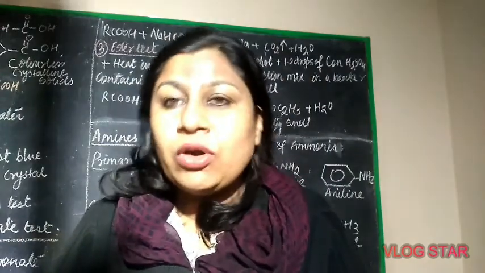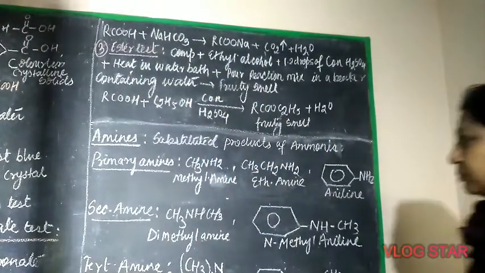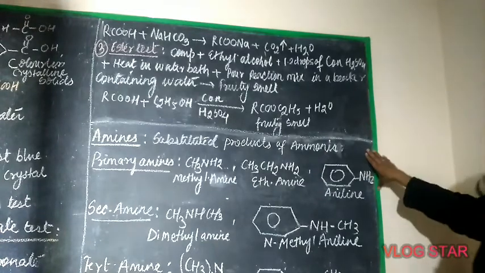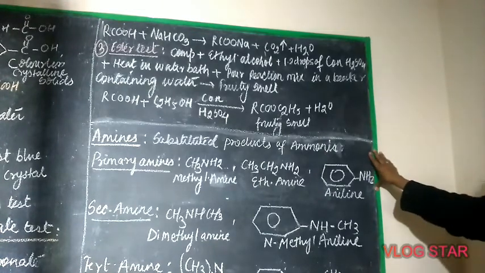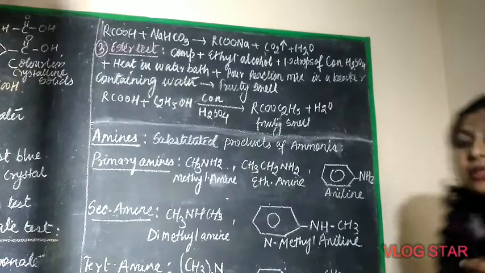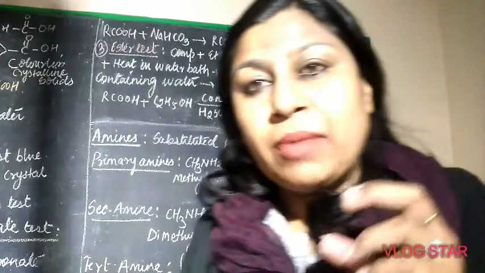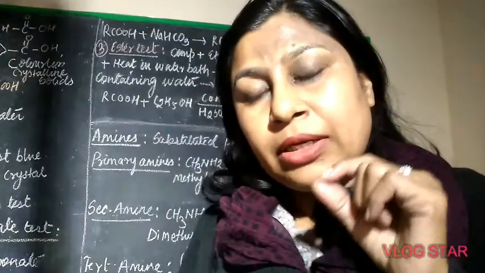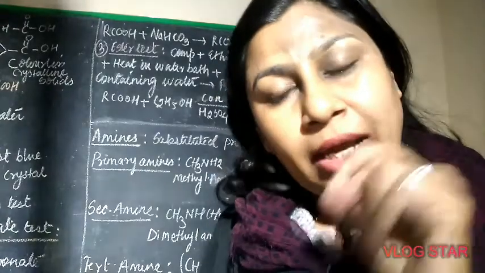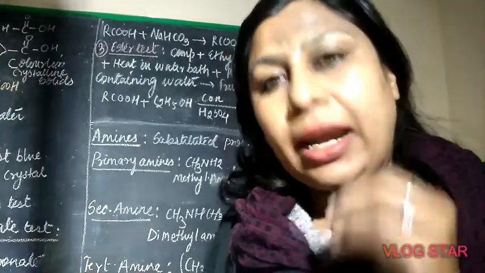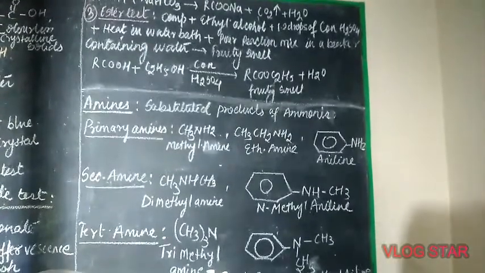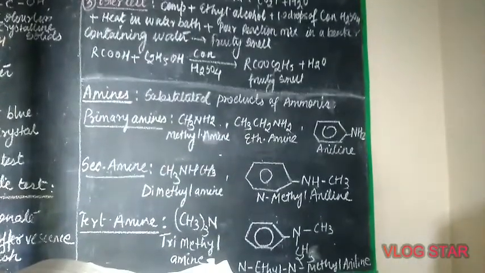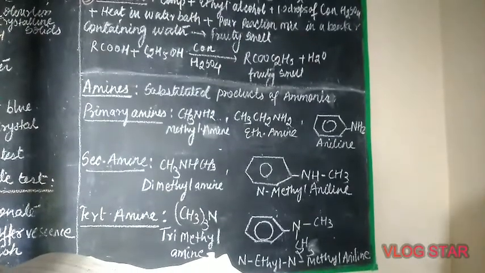The next group is your amine group. So you know that amines are substituted products of ammonia. These are the substituted products, means from ammonia we remove one hydrogen and then we add the group. So it becomes substituted ammonia. So we have primary amines, secondary amines and tertiary amines.